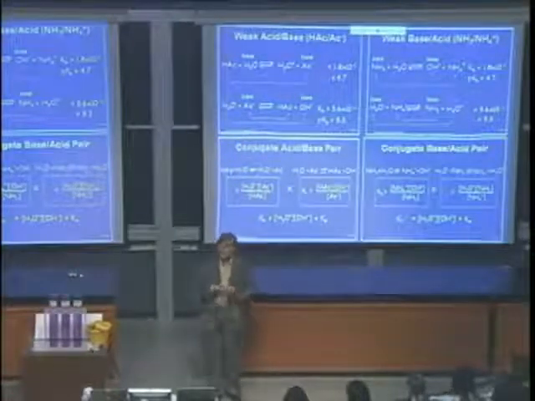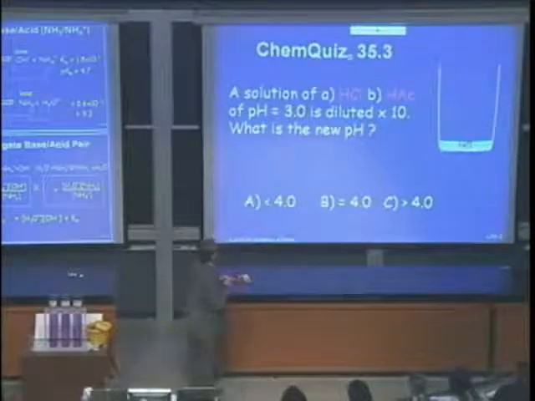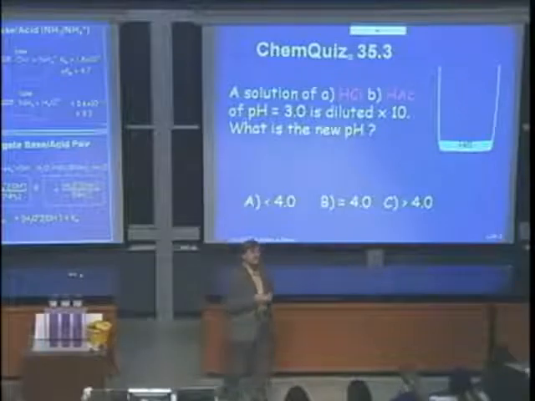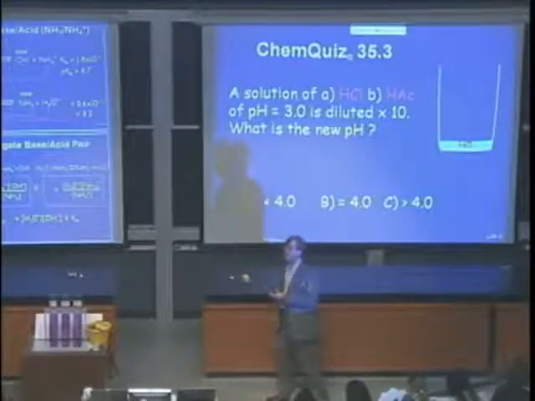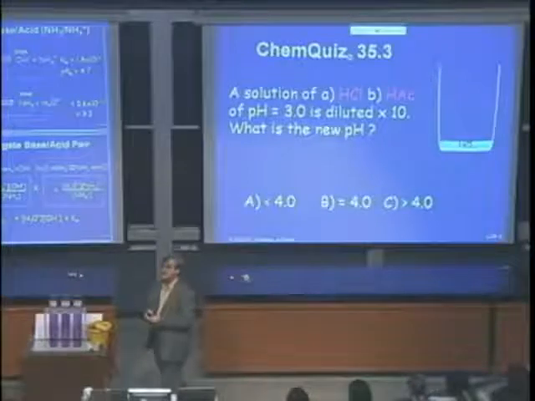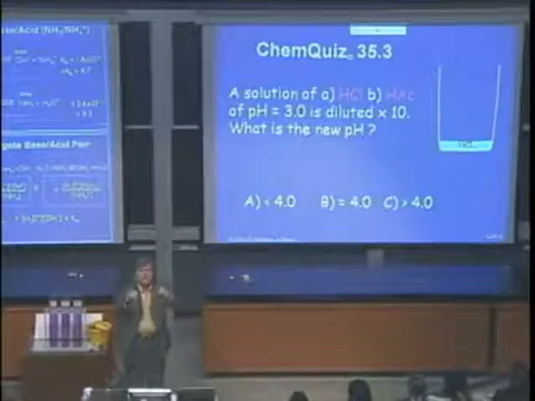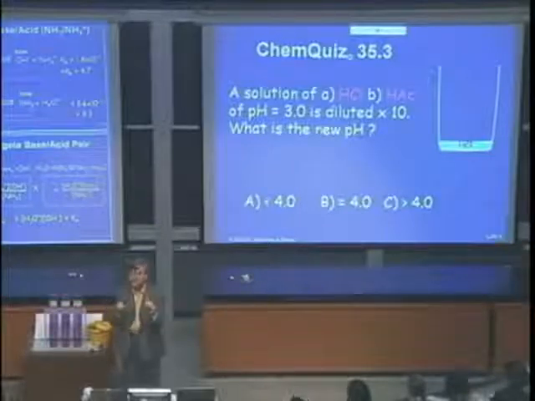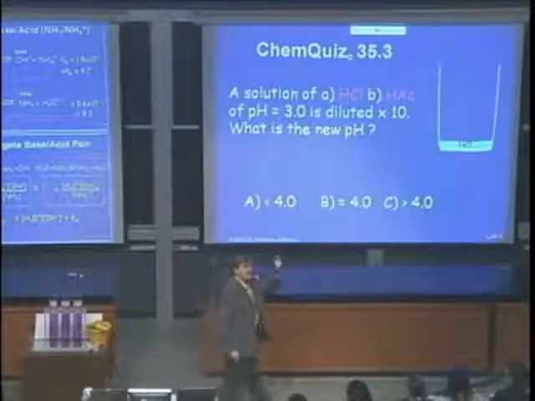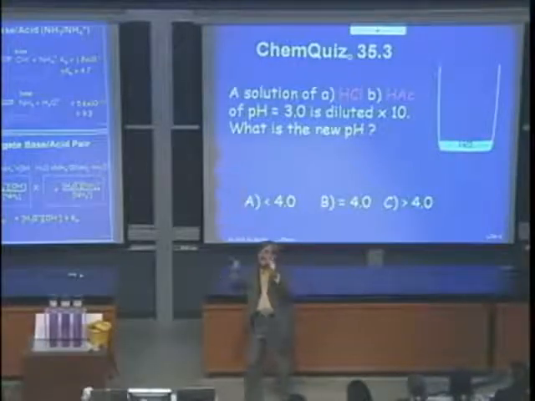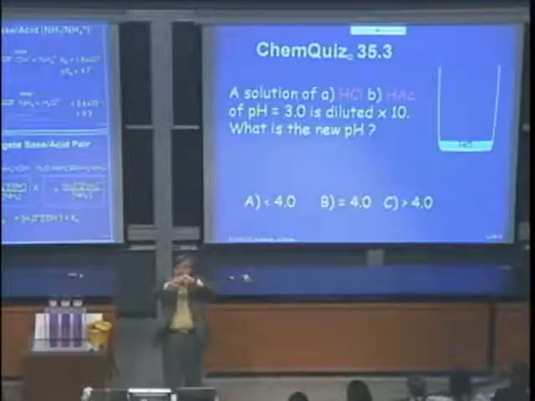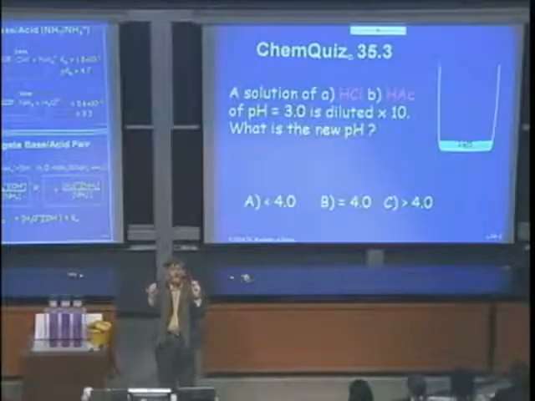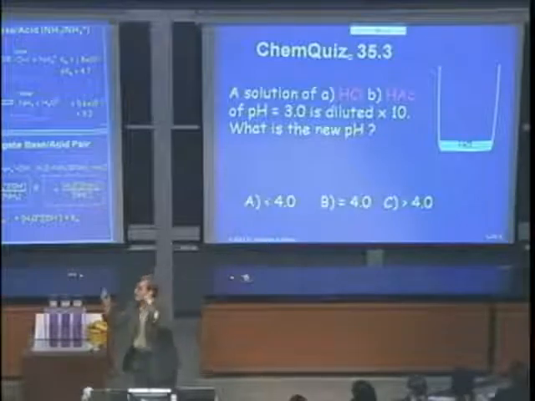Let's see, what was the question I have? I have a solution of HCl. This is a pH of 3. What is the H3O+ concentration if I have a pH of 3? It's 10 to -3 moles per liter H3O+, okay? Now if I dilute this by a factor of 10, what's the concentration in moles per liter of the H3O+ now? What is it? 10 to -4 moles per liter.